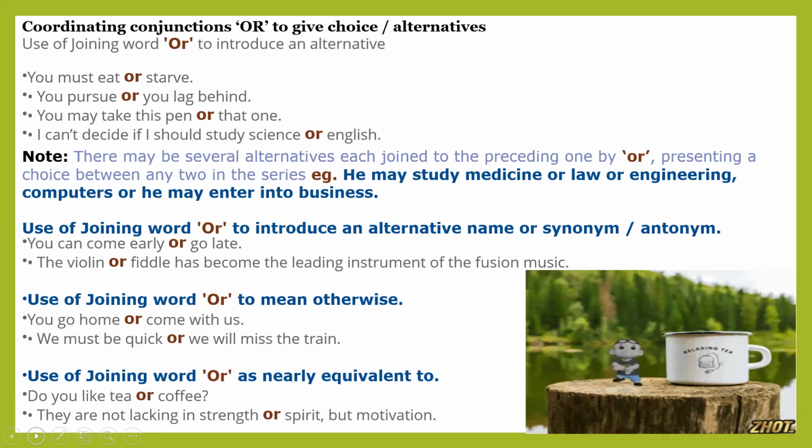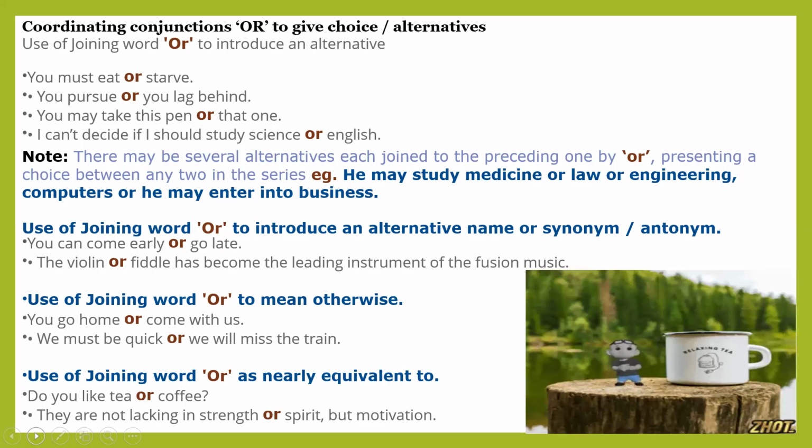Use of joining word or to introduce an alternative name, synonym or antonym. You can come early or go late. The violin or fiddle has become the leading instrument of the fusion music. So we are using the joining word or to introduce an alternative name or synonym. Use of joining word or to mean otherwise. The meaning here is otherwise. You go home or come with us. You must be quick or we will miss the train.